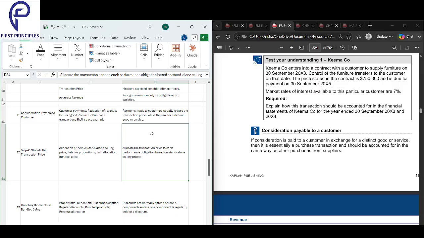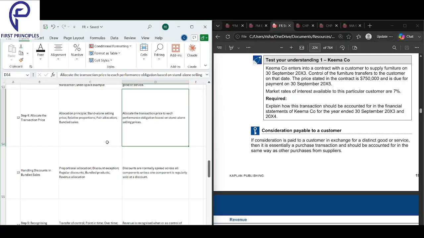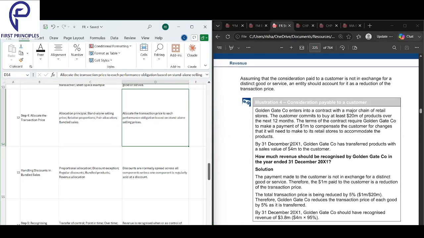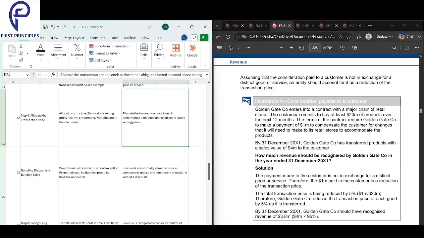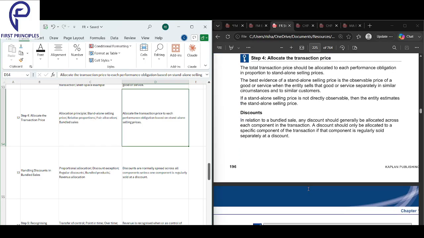That's it. Unless otherwise, it will just be a reduction in your transaction price. Okay, done, finished. That is about this consideration payable. It will be a reduction in the transaction price unless it's for a distinct good or service.